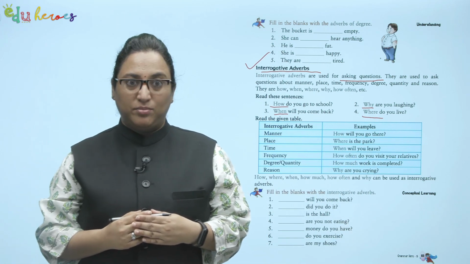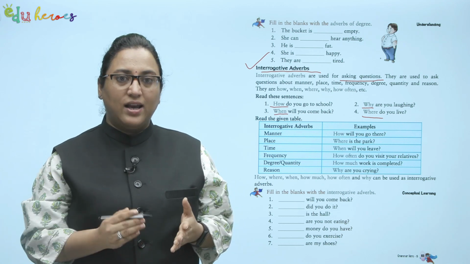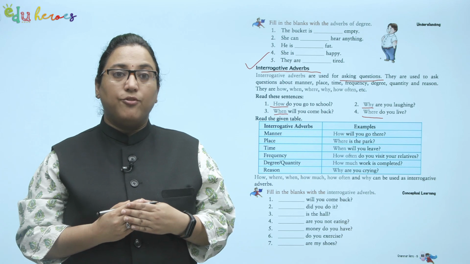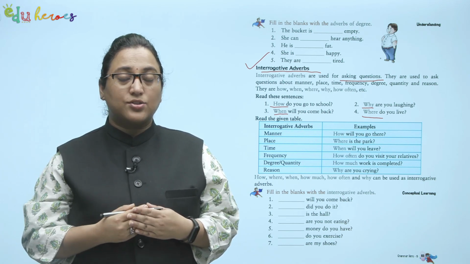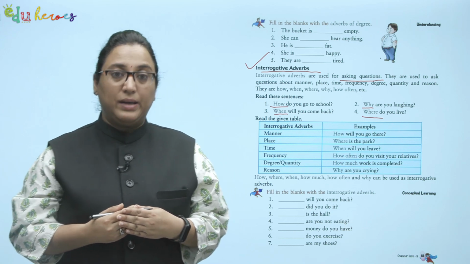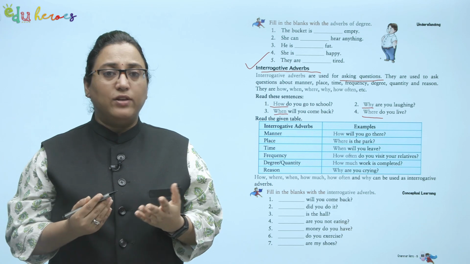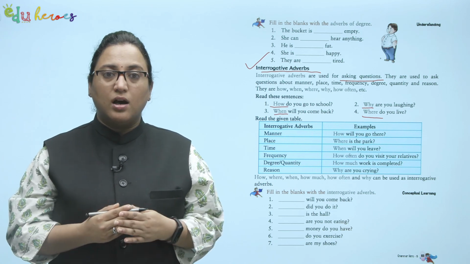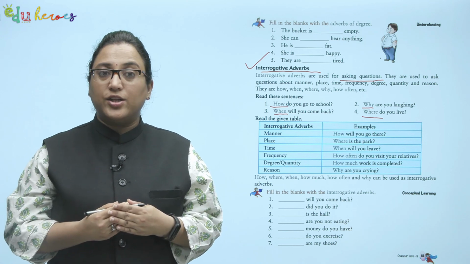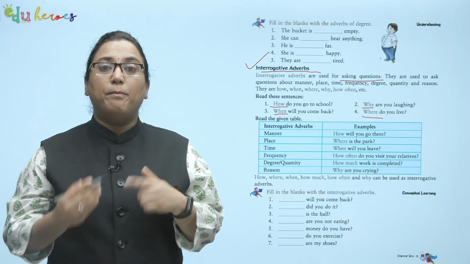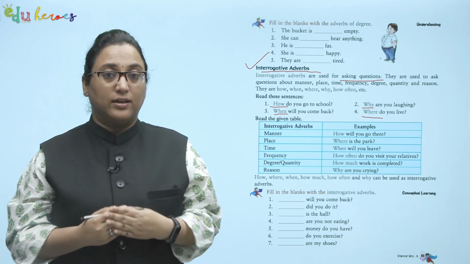Let's read the given table. We have interrogative adverbs on one side and the examples. Manner: how will you go there? It's talking about manner. Place: where is the park? Time: when will you leave? Frequency: how often do you visit your relatives? Degree or quantity: how much work is completed? And reason: why are you crying?